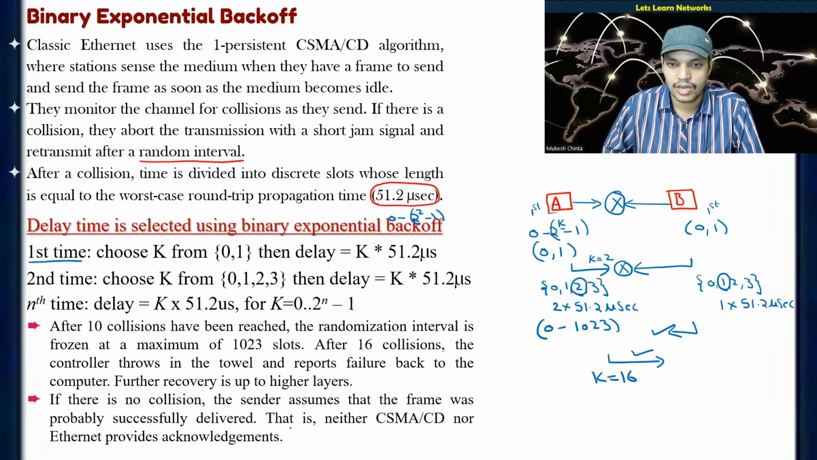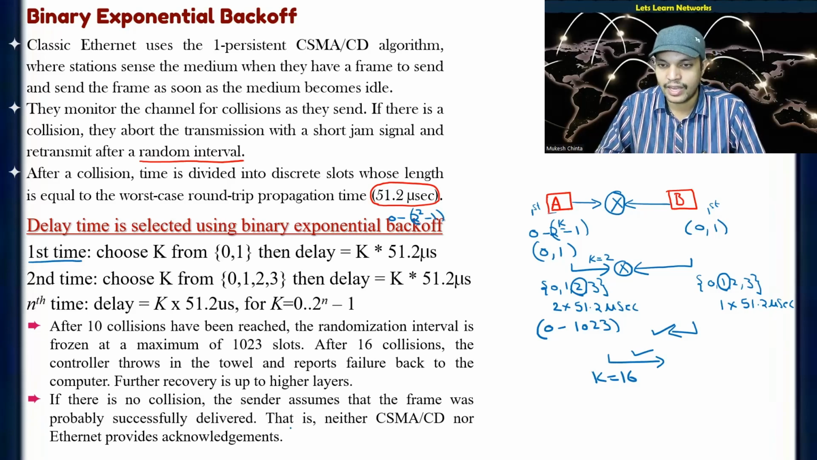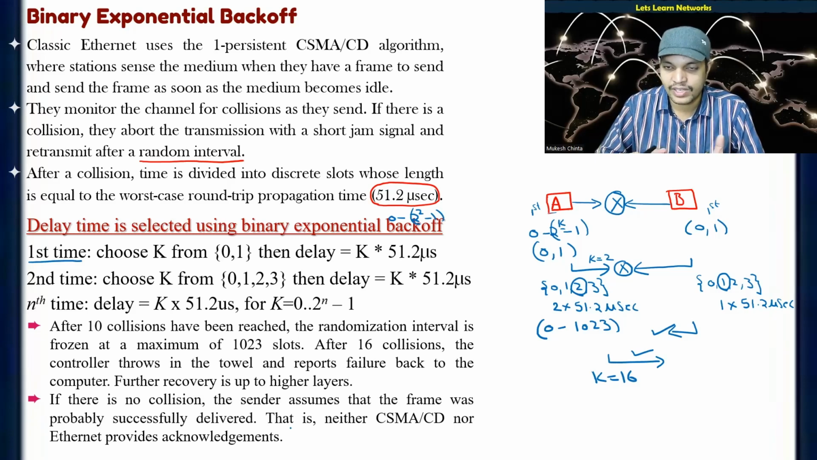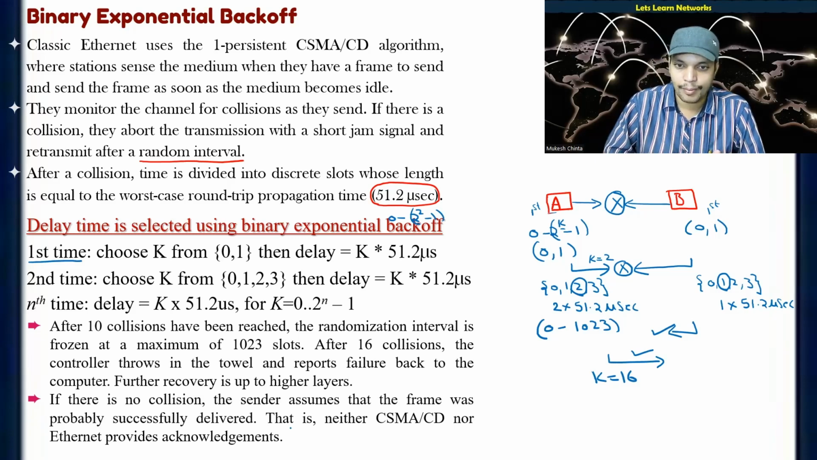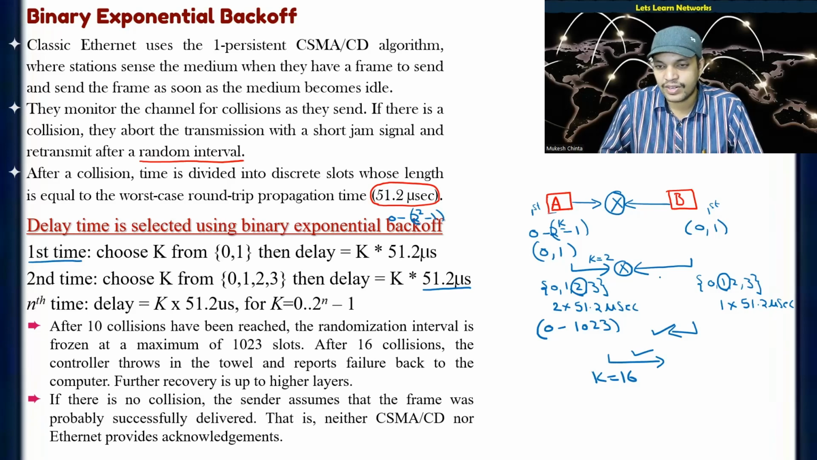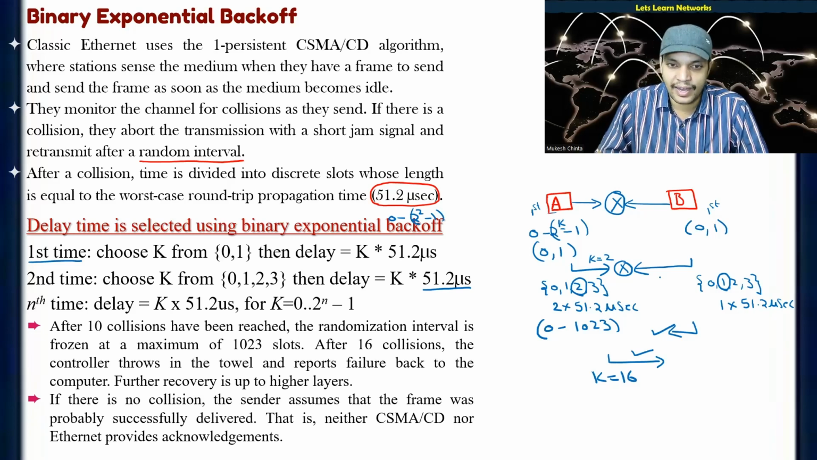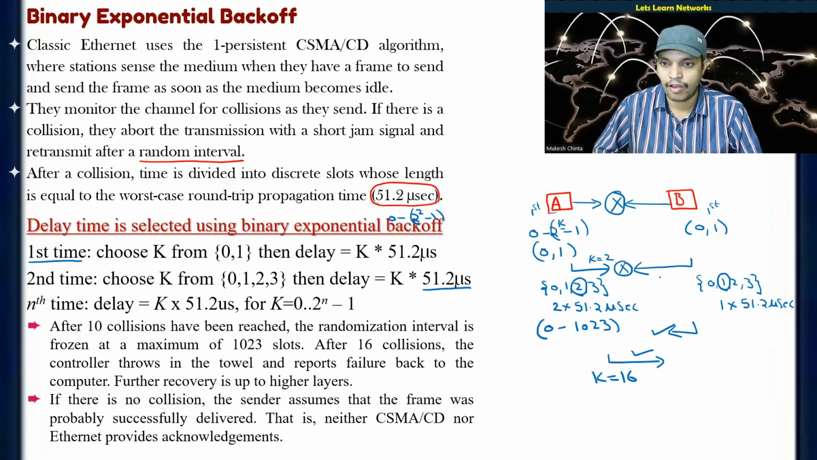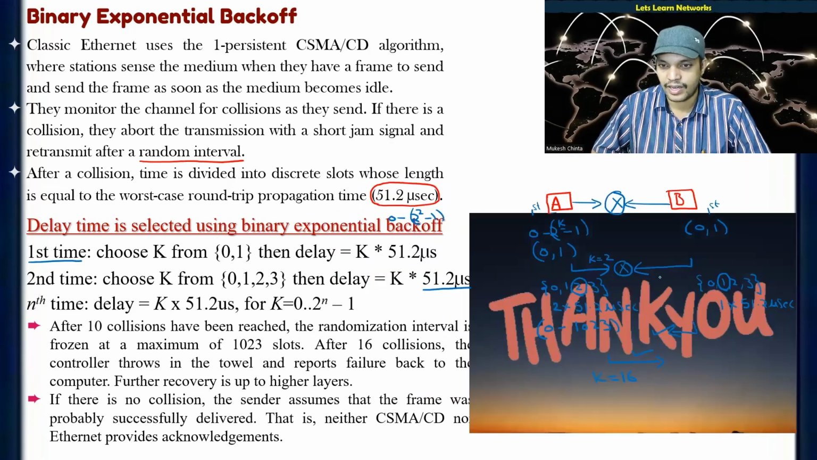Each station, based on the number of attempts they are making, will select a random number, and that random number into 51.2 microsecond slots is how long it will wait, and after waiting that particular time, it will try to retransmit. If there is a collision, it will once again select another random number and wait for some more time, and try to retransmit after that time. So this is how the binary exponential backoff algorithm works in the case of Ethernet.